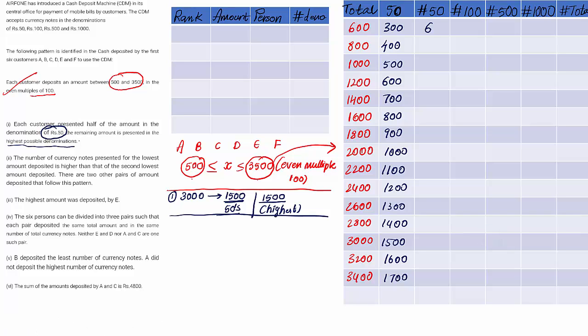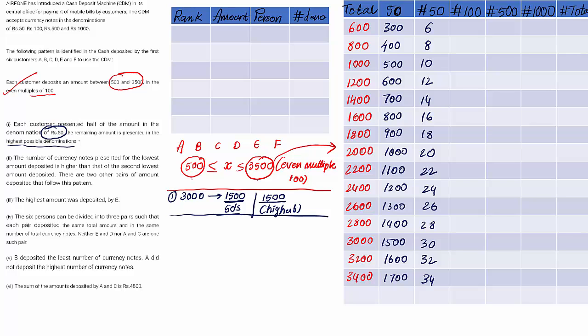If I have an amount of 400 rupees, how many 50s do I have? It's 400 by 50, so it is 8. The pattern is that it increases by 2, so it would become 12, 14, 16, 18, 20, 22, 24, 26, 28, 30, 32, and 34. This is the information I have.